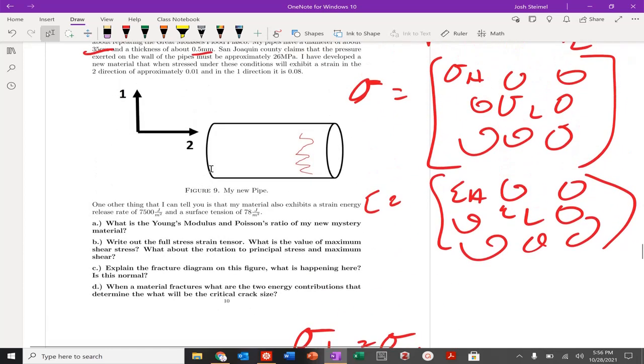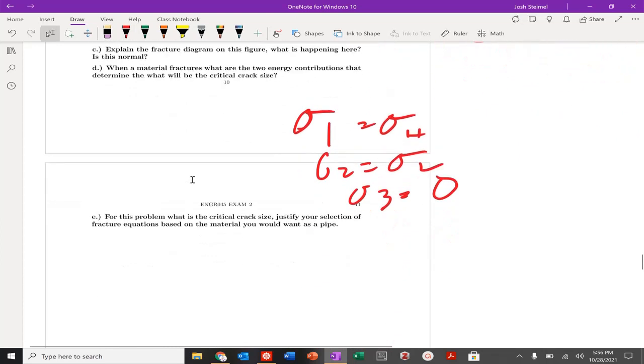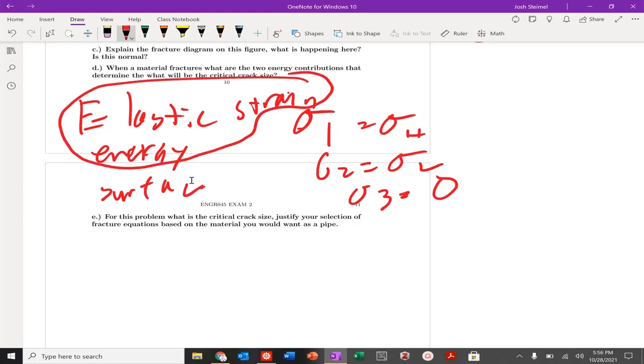So this fracture is not normal. We should be fracturing like this, so there must be some type of impurity or something else strange going on here. When a material fractures, there are 2 energy contributions that determine the critical condition. When we consider the free energy contribution, we have relieving our elastic strain energy, and then also surface area creation. Elastic strain wants us to propagate the crack. Creating surfaces does not want us to crack.